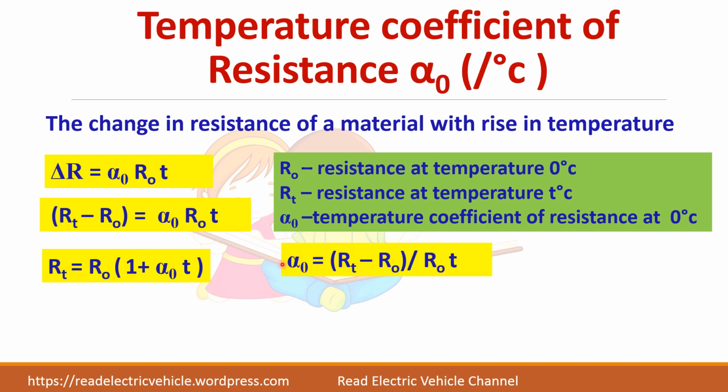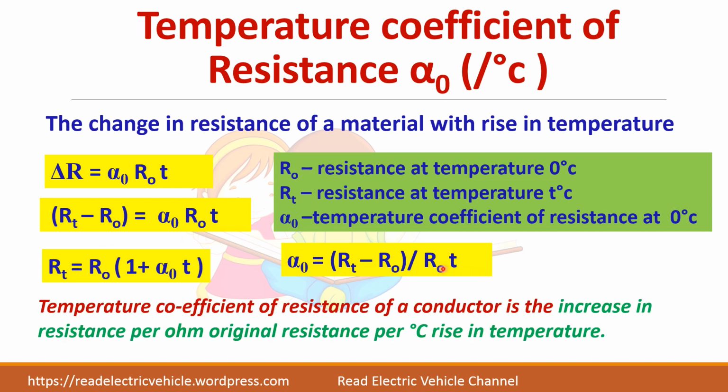Okay, now what is alpha naught? So using this equation, RT minus R naught by R naught is alpha naught into T. So I can write the temperature coefficient of resistance is the increase in resistance, because this is change in resistance. So you can write increase in resistance per ohm original resistance. Okay, this R naught is the original resistance. This temperature is there, so per degree rise in temperature. So this is the temperature coefficient of resistance definition.